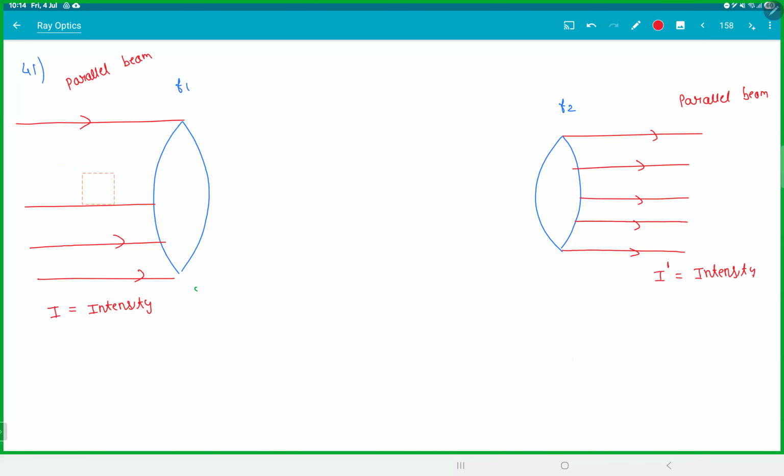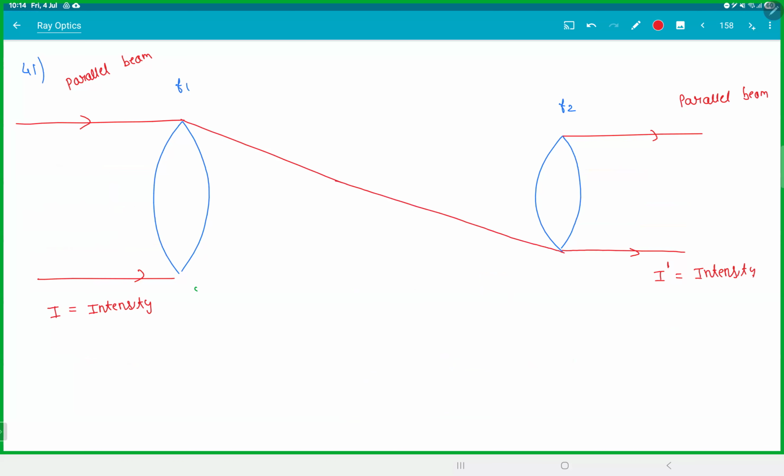So these light rays must have gone like this. This is the common focus. I can say it is a focus for both of them. That means this distance is f1. This distance is f2, and you're done. There, d is f1 plus f2.